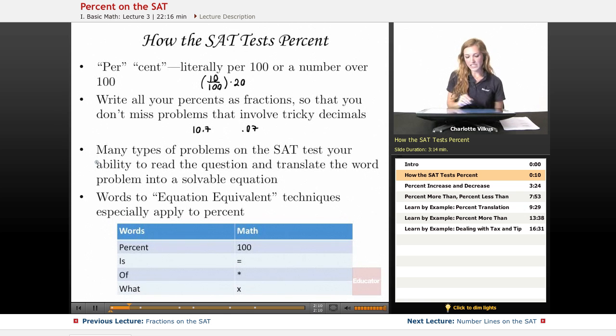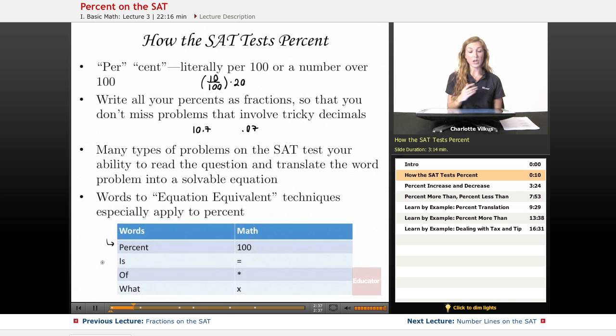So you need to know how to use equation equivalent techniques. What that means is when you see a word, you should know what you're replacing that with. We already talked about percent, and when we see the word percent, we take the number that we're talking about, so 10%, and we put it over 100. So this word equates to putting the number over 100.